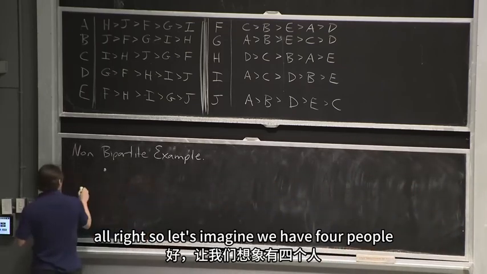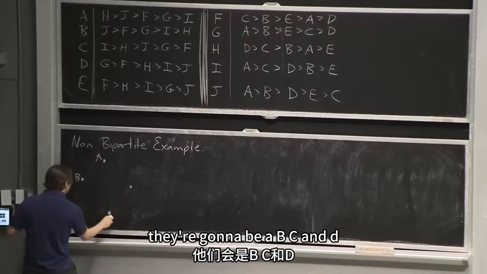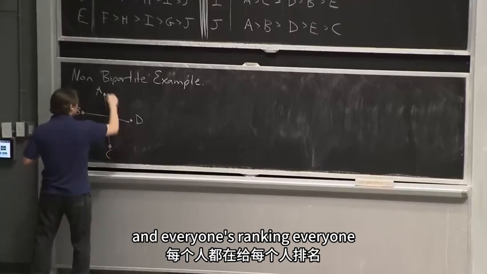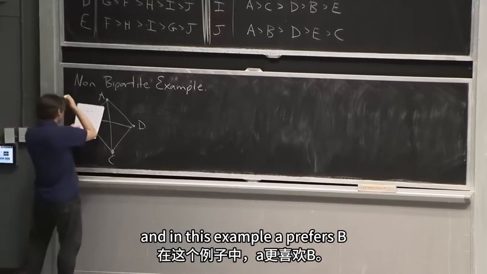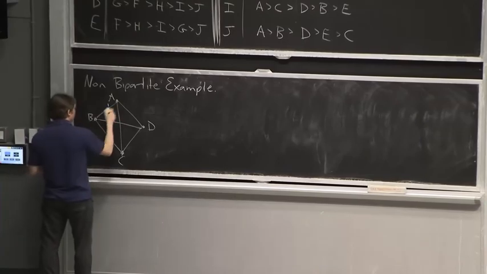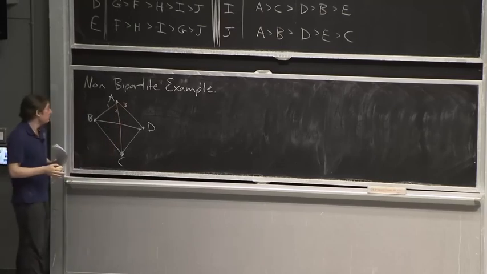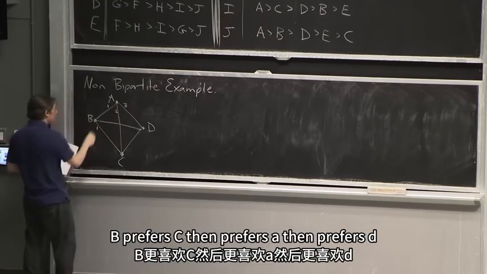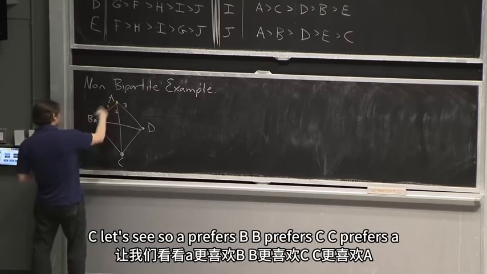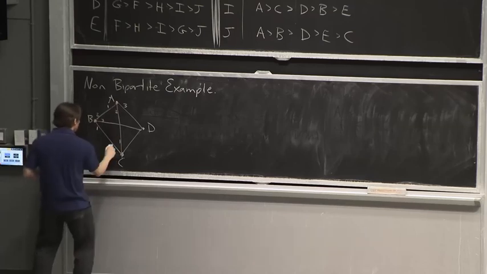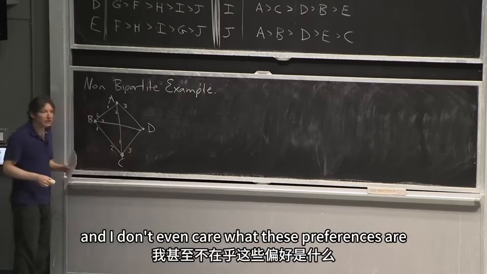All right, so let's imagine we have 4 people. They're going to be A, B, C, and D. And everyone's ranking everyone, so everyone has 3 other people to rank. In this example, A prefers B, then prefers C, then prefers D. B prefers C, then prefers A, then prefers D. C prefers A, then B, then D. And I don't even care what D's preferences are.